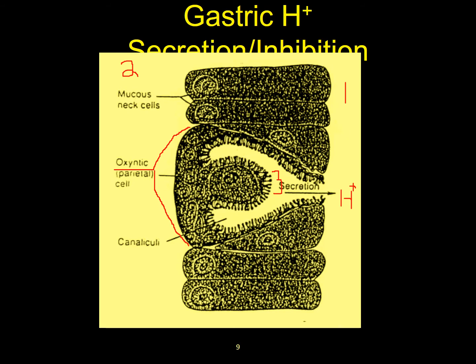Since you're putting so much acid into your stomach, it would actually burn your own cells. The way you protect yourself from that is by making mucus, and mucus is made by the mucus neck cells, so I'm going to underline the word mucus in blue. Oh no, I thought I was going to underline it in blue. I guess I didn't. Let me try this again. Blue pen. Let me see if this works. Yep. Okay, so mucus is underlined in blue.